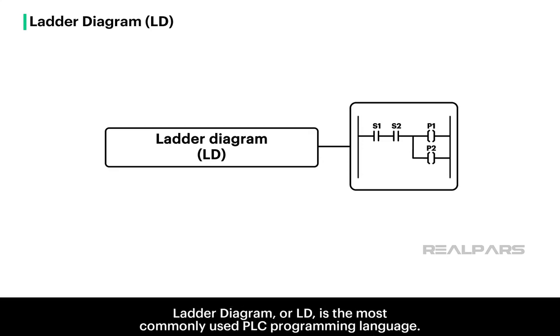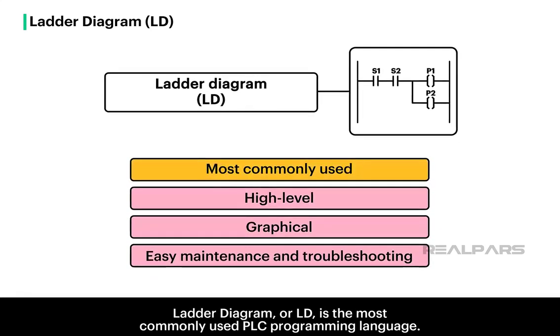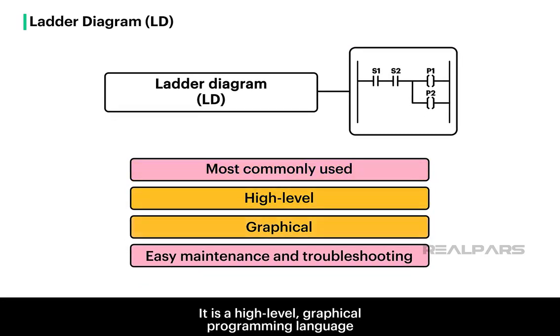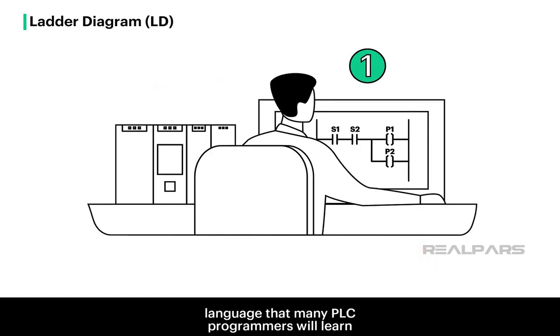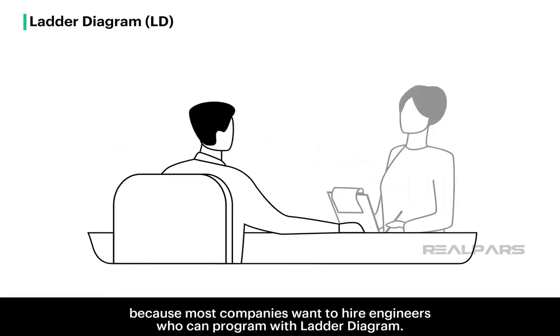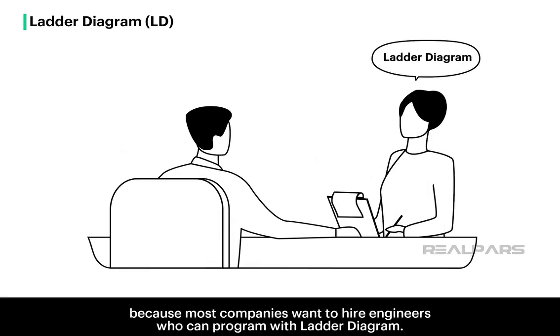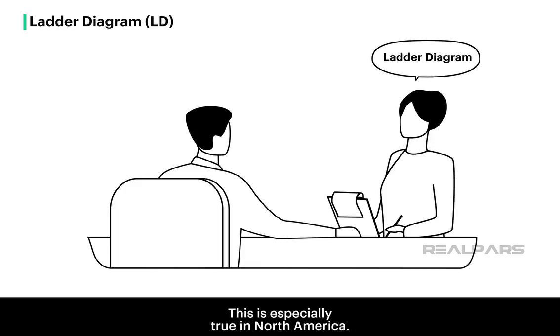Ladder diagram, or LD, is the most commonly used PLC programming language. It is a high-level graphical programming language that is designed to be easy to read and understand for easy maintenance and troubleshooting. Ladder diagram is the first PLC programming language that many PLC programmers will learn, because most companies want to hire engineers who can program with ladder diagram. This is especially true in North America.